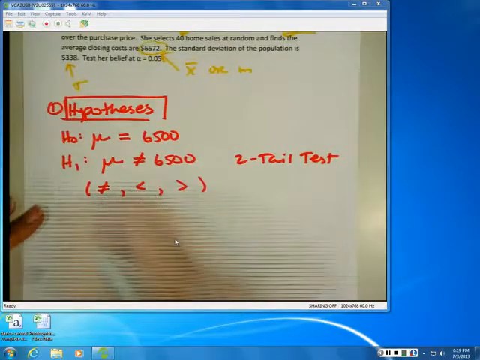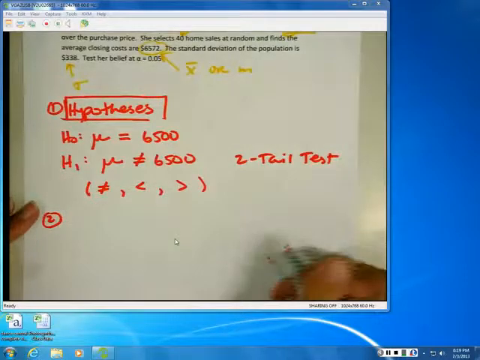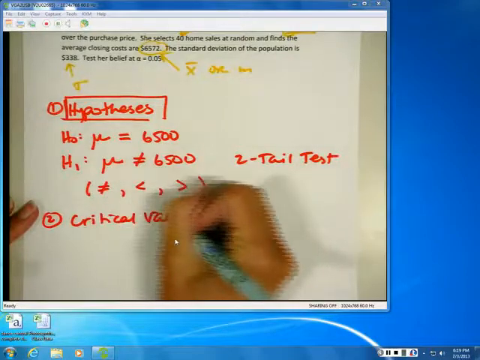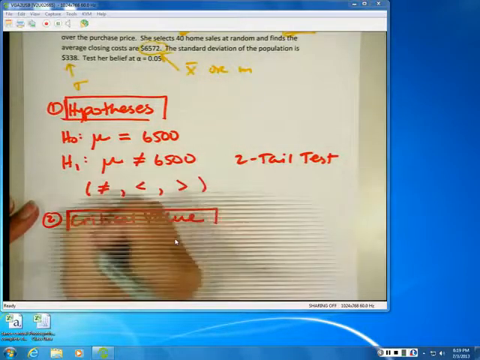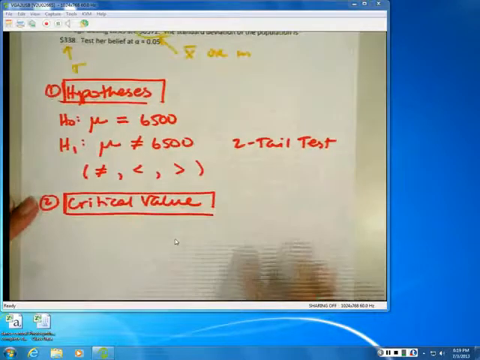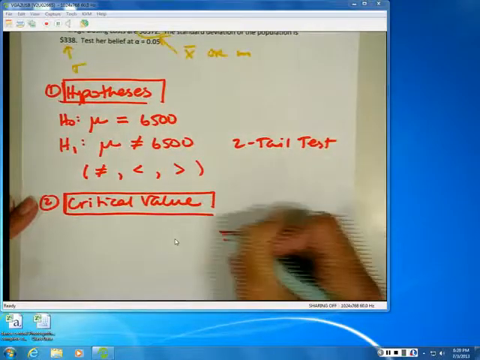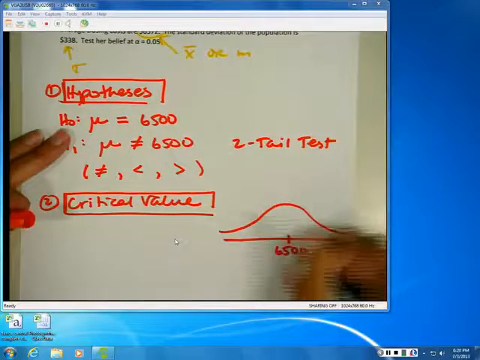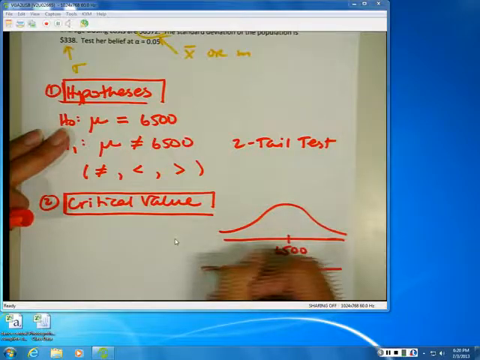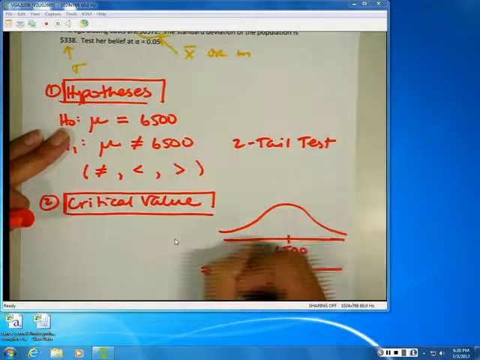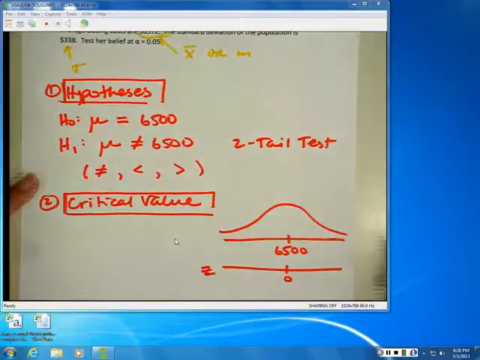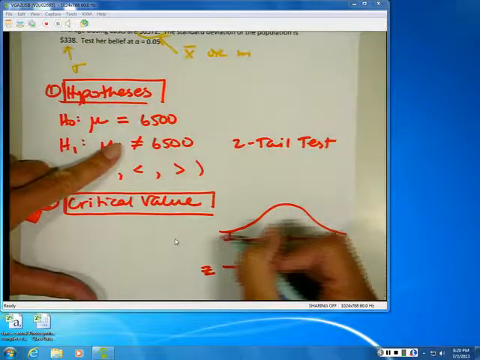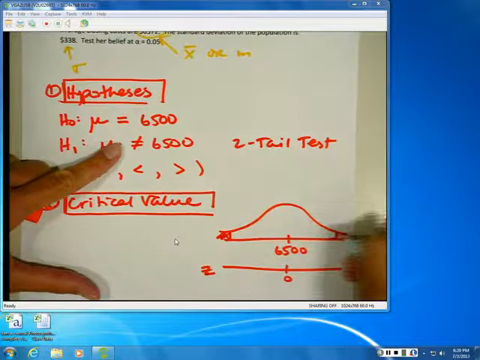Okay, step number 2. This time for step number 2, let's do the critical value next. So for the critical value, I'm going to draw the normal curve. So for the normal curve, I know that 6,500 is right here in the middle. That's mu. If I do it in terms of z-scores, 6,500 has a z-score of 0. It's 0 away from the mean. But I'm saying that it's not equal. Not equal means it could be significantly less than, or it could be significantly more than.